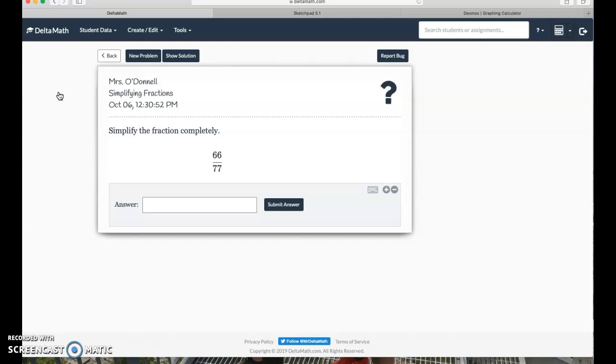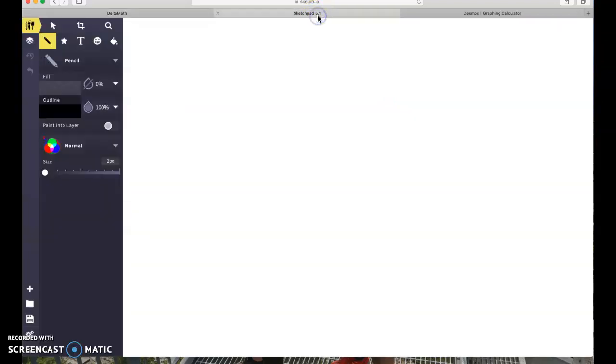So Delta Math asks us to simplify this fraction completely, 66 over 77. So I like to break it down. Oh, is my pen not working? Here we go. I like to break it down into the pieces and parts whenever I'm simplifying. So I know 66 is 6 times 11, and 77 is 7 times 11.